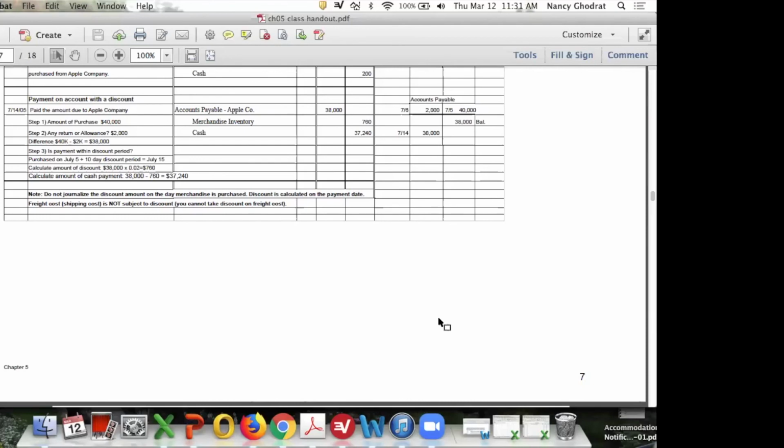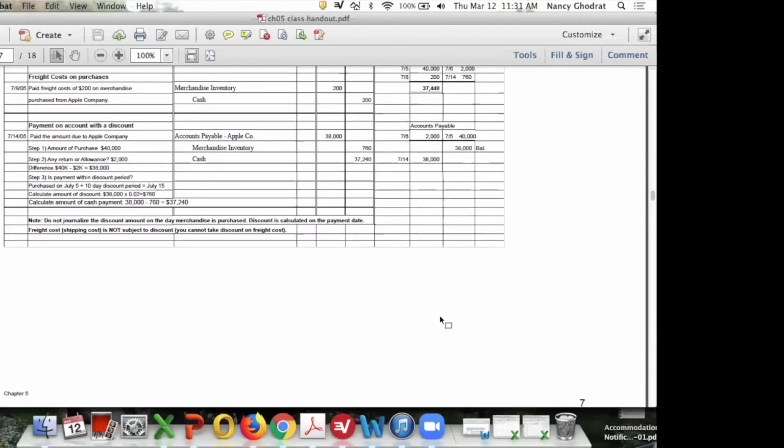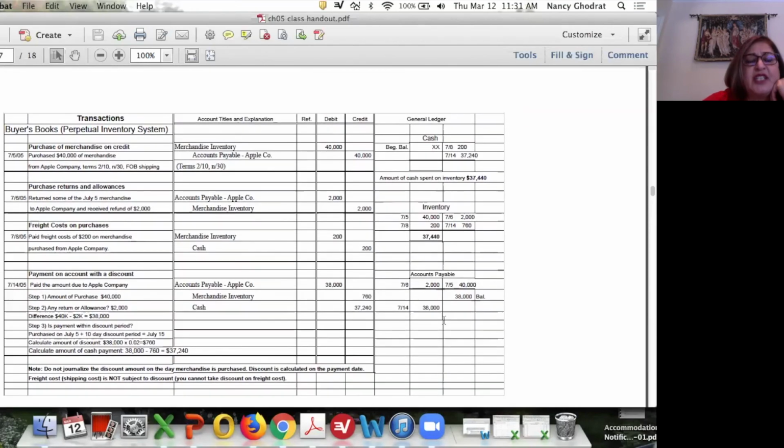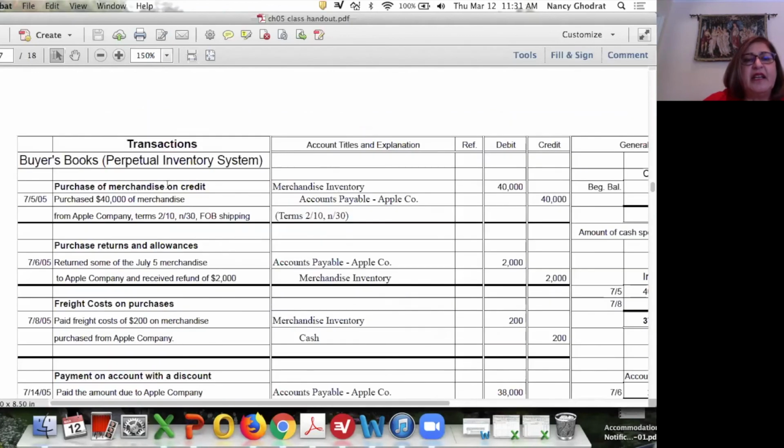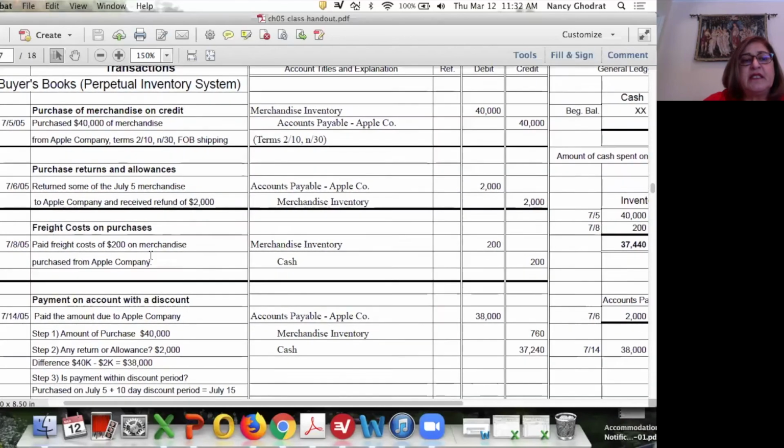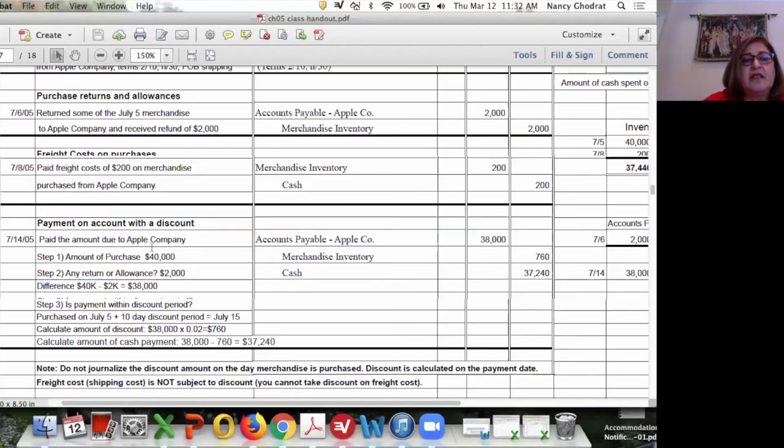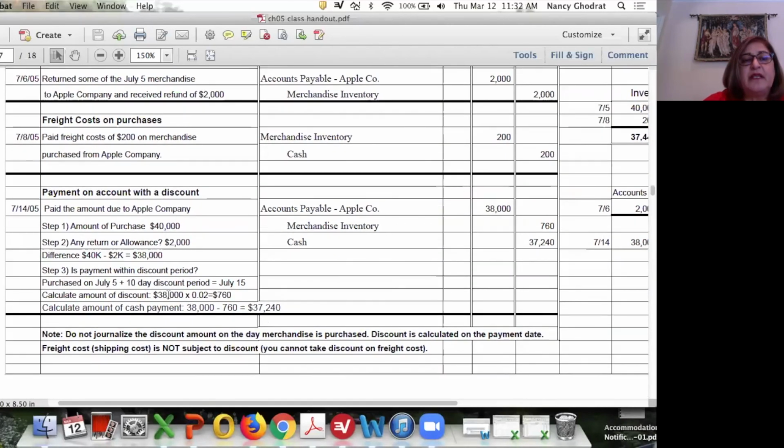Yes. Okay, great. If you look at page 7, you see all the transactions that a buyer has, meaning that it shows when the company purchased inventory, they debit inventory, credit either cash or accounts payable, depending on whether there were credit terms or it said paid. Returns, freight cost, payment within the discount period.